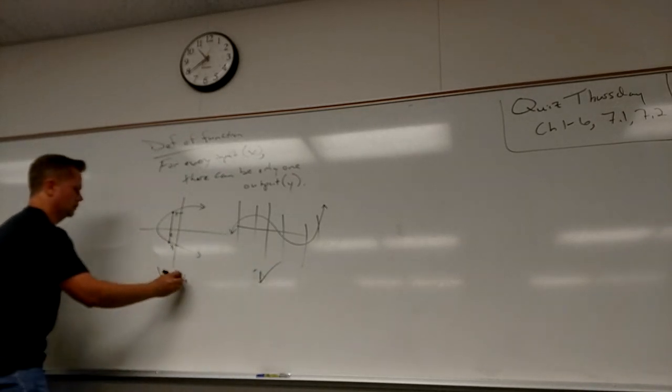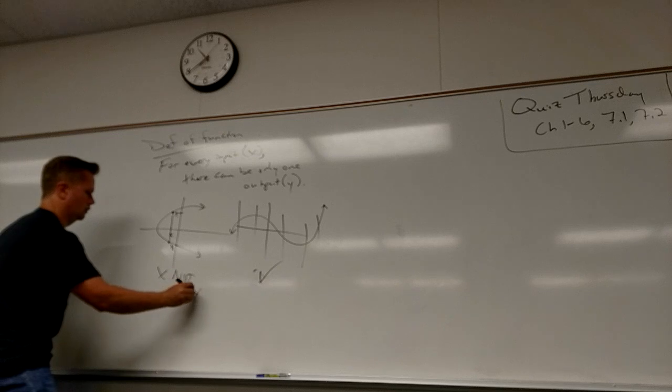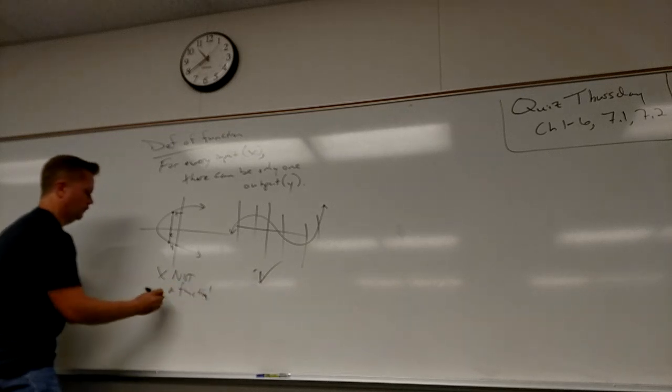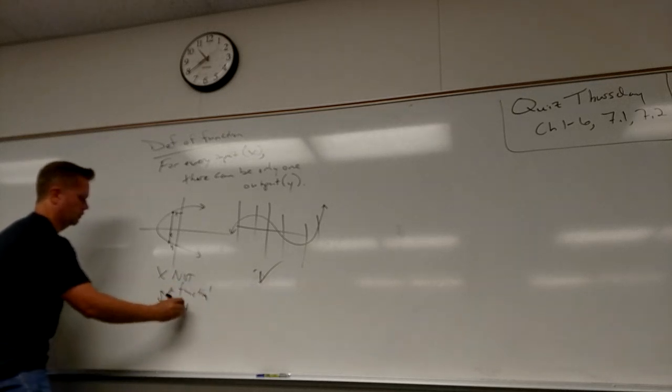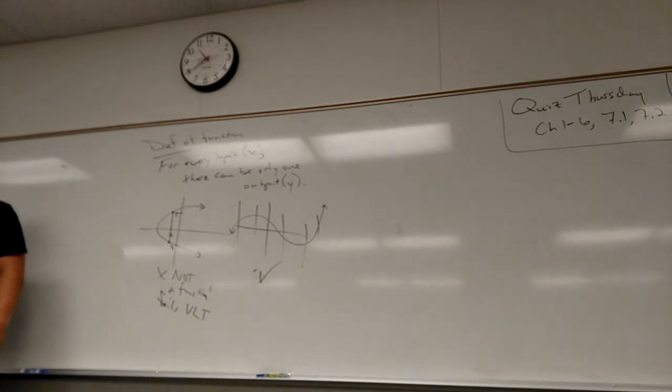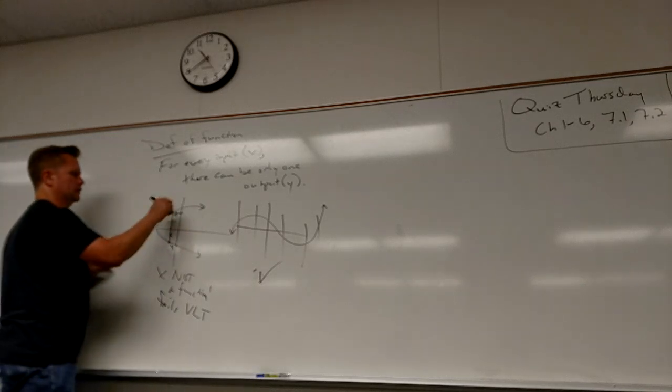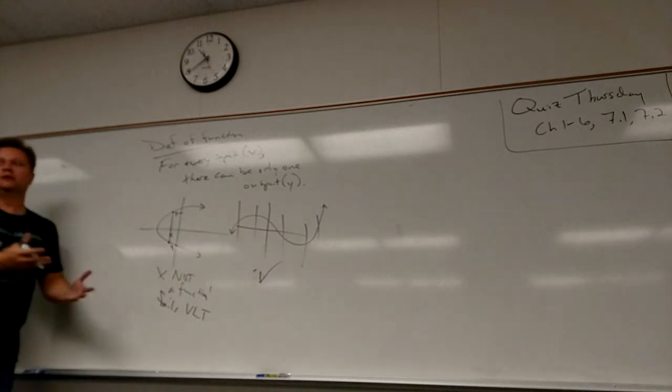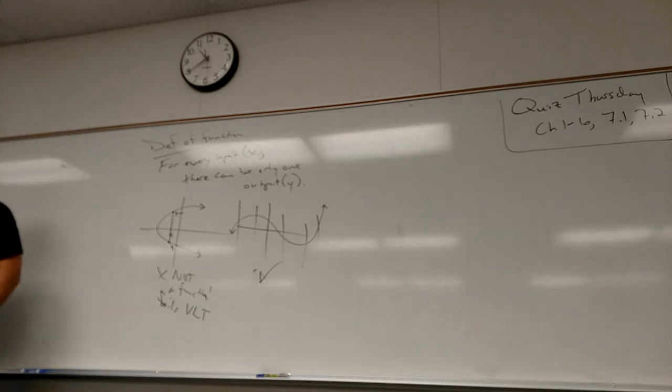This, not a function. It fails the vertical line test. Later we'll see there's a horizontal line test for something more interesting. But right now there's only the vertical line test to see if it's a function. This, not a function. If I threw a ball and it's here and below the ground, I'm like, there's a lot wrong with that. How did half of it get below the ground?